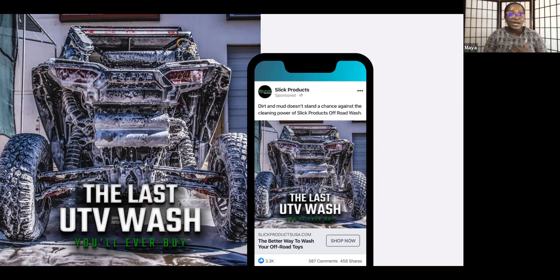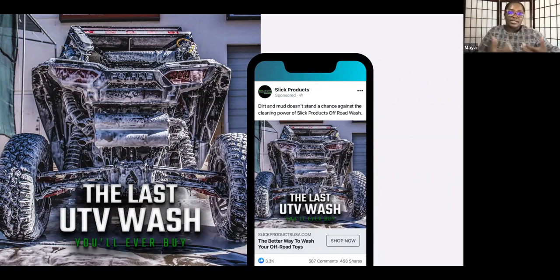It has a call to action, even though it's kind of implied, right? You'll ever buy it. This is your call to action. It's the last one you'll ever buy. And it's easy to read. The copy is easy to read. It stands out. It's not in competition with the image because it's so bold on its own. And so I think that that's why this ad converts so well.